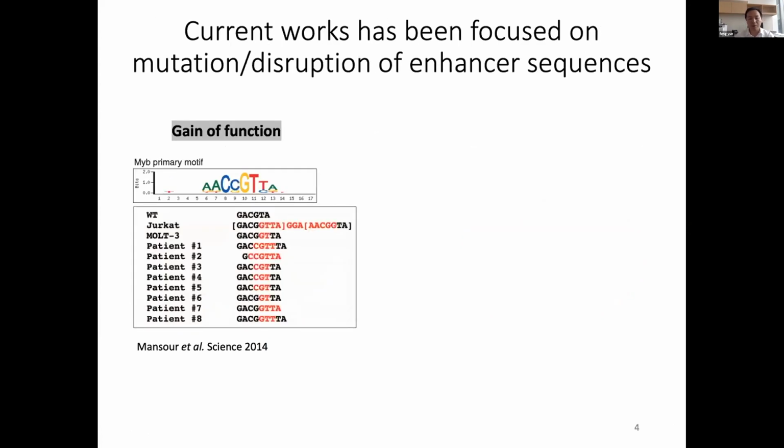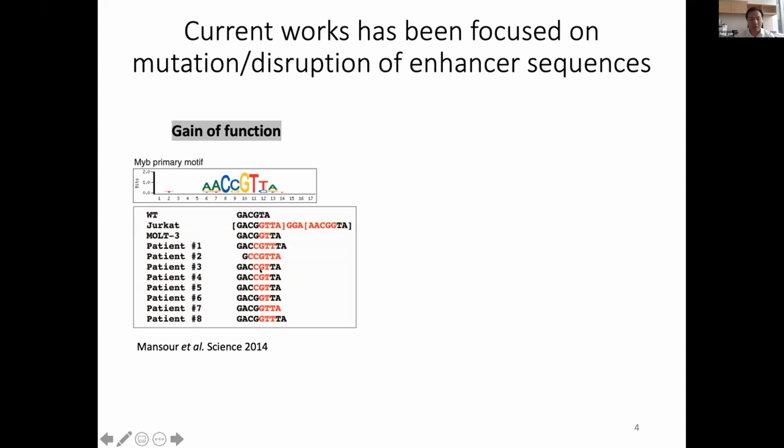So basically, for the past decade or so, the major work has been focused on the mutations or disruption of the enhancer sequence itself. I will use 2 case studies to demonstrate this point. Here's a gain of function example. This paper was published in Science 2014 from the Rick Young and Thomas Look group. They sequenced close to 20 pediatric acute lymphoblastic leukemia samples. They found this really surprising recurrent insertion or mutation.